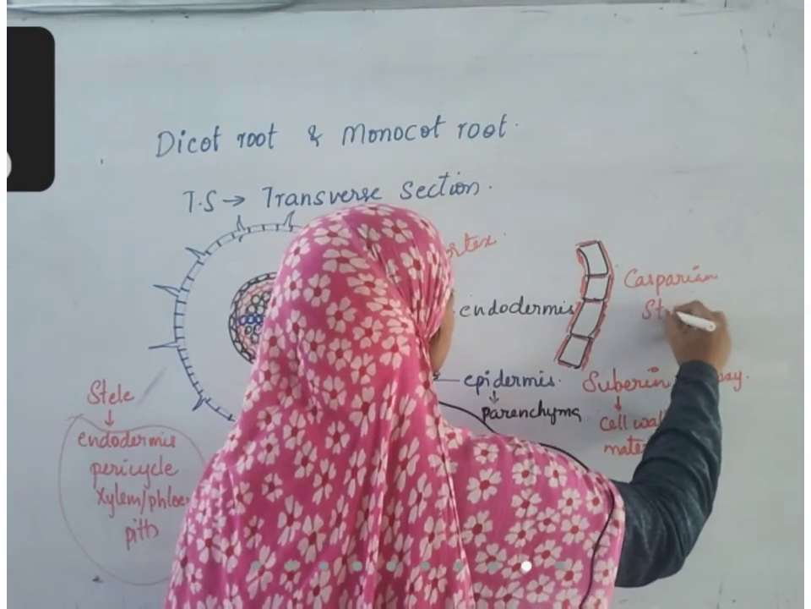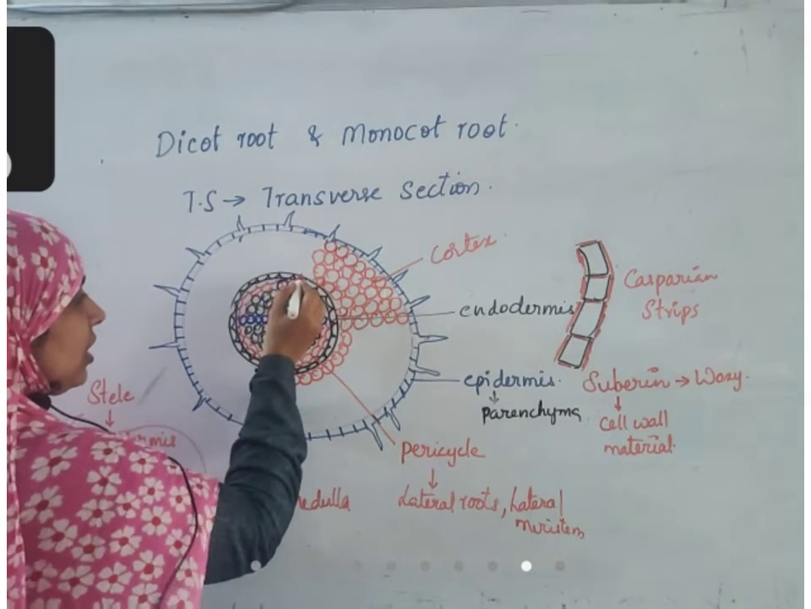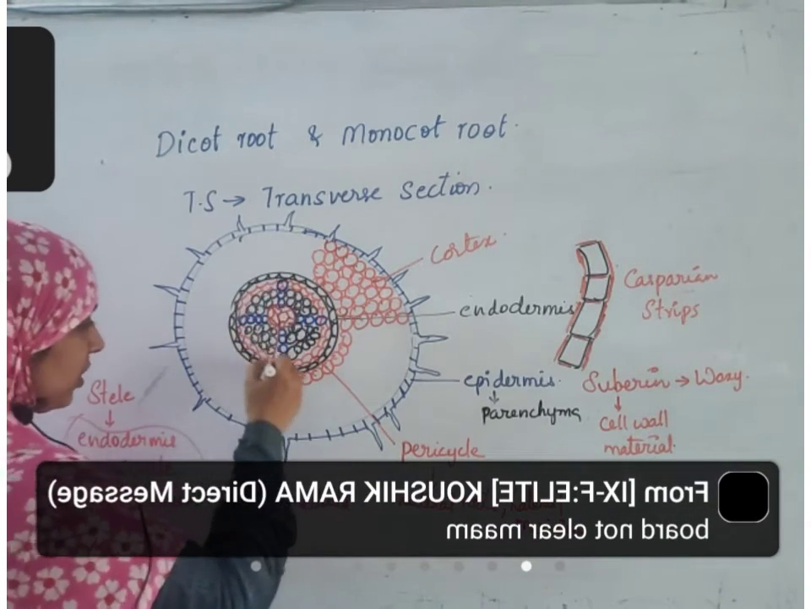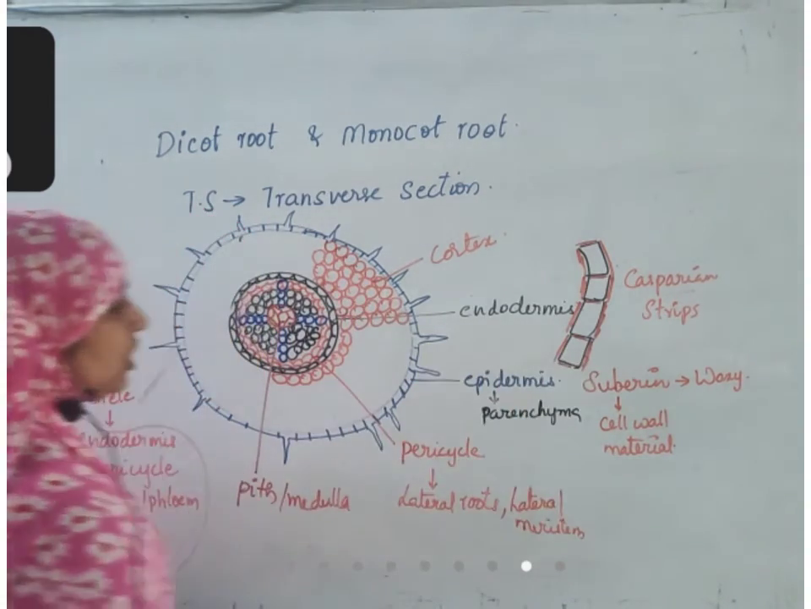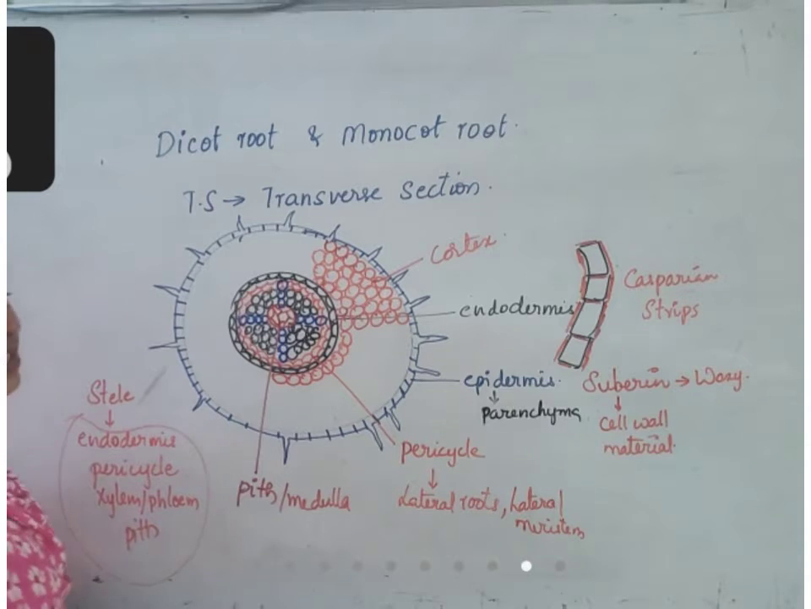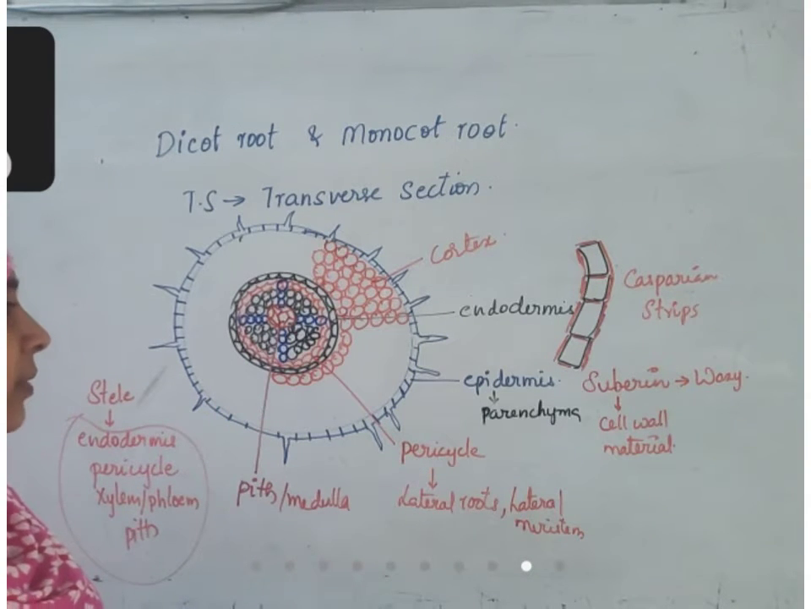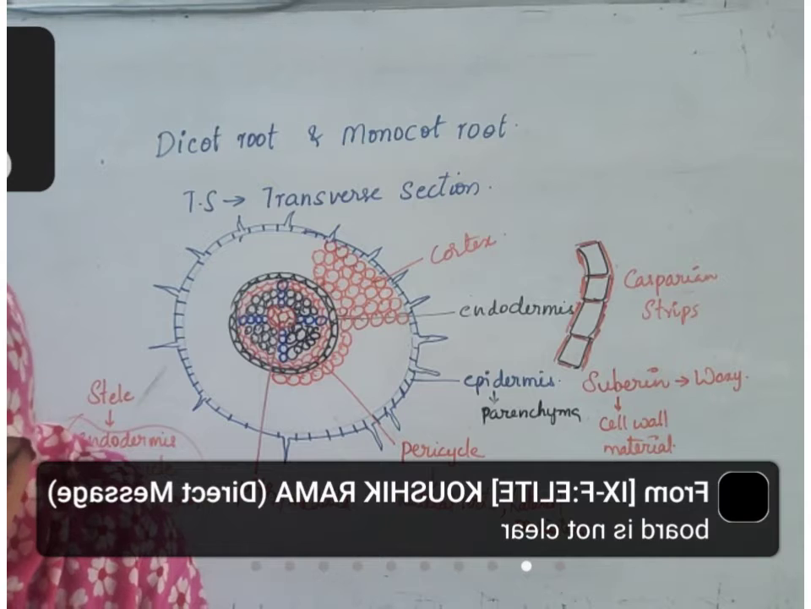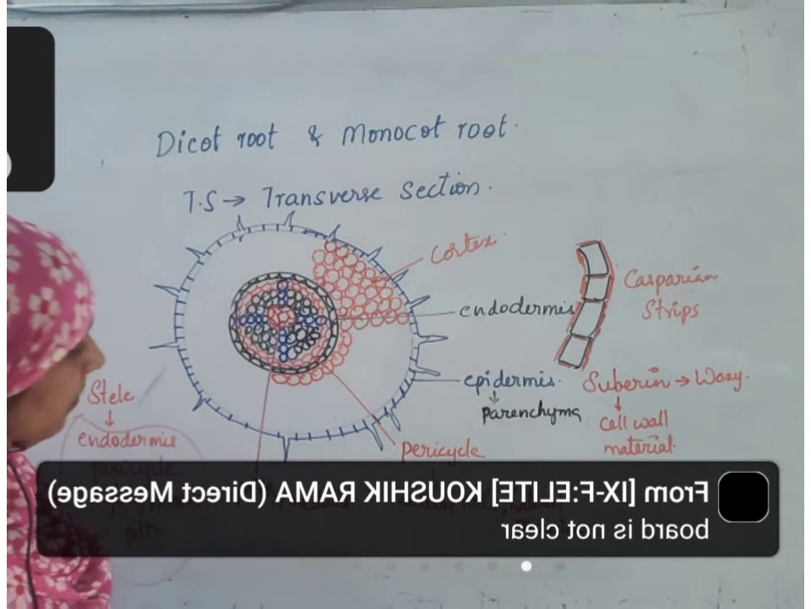Casparian strips. So if you consider this in the entire stem region, this whole region, the Casparian strip is present, in both tangential region as well as radial region. Since it is a waxy layer, it does not allow water to pass easily. We'll discuss that water passage in another chapter. This is about the dicot stem.